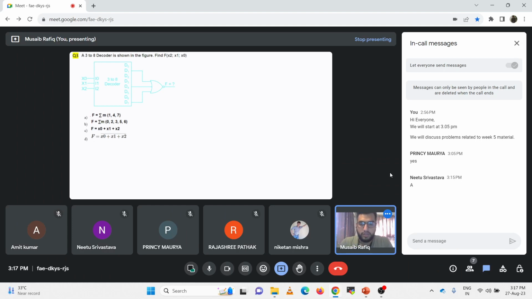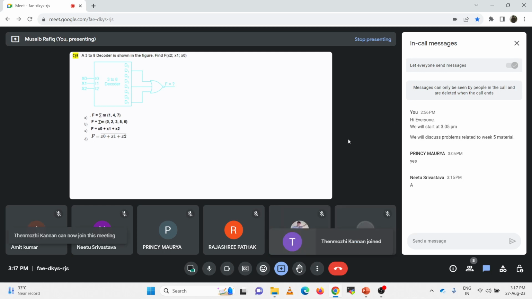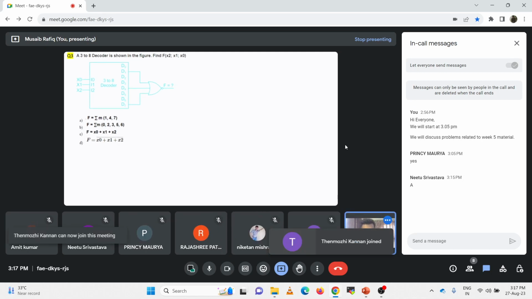Some of you have written your answer. That's nice. Let's see. So to the new participant that has joined, this is the question. I would like you guys to solve it first, and then I will show the solution. You have 2 to 3 minutes now left. So the question states a 3:8 decoder is shown in the figure. Find f of x2, x1, x0. So when you have solved it, please type in your answer.